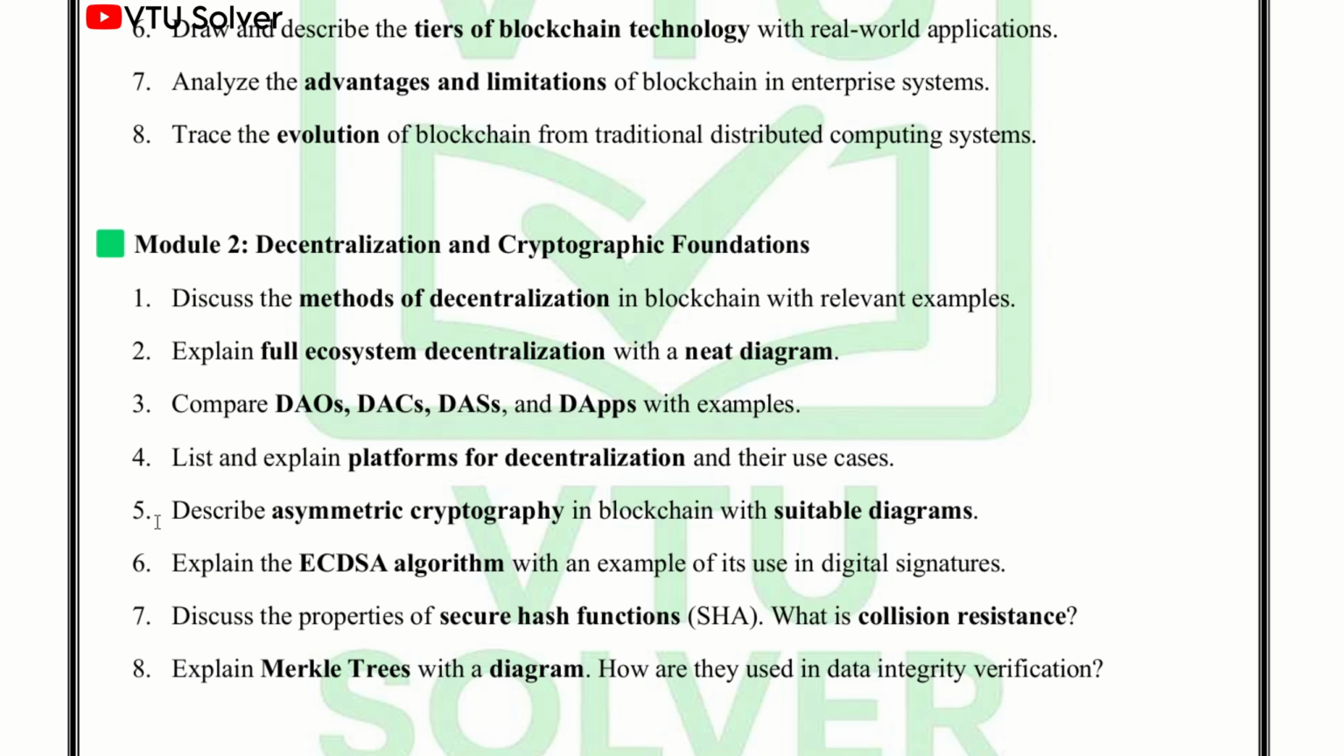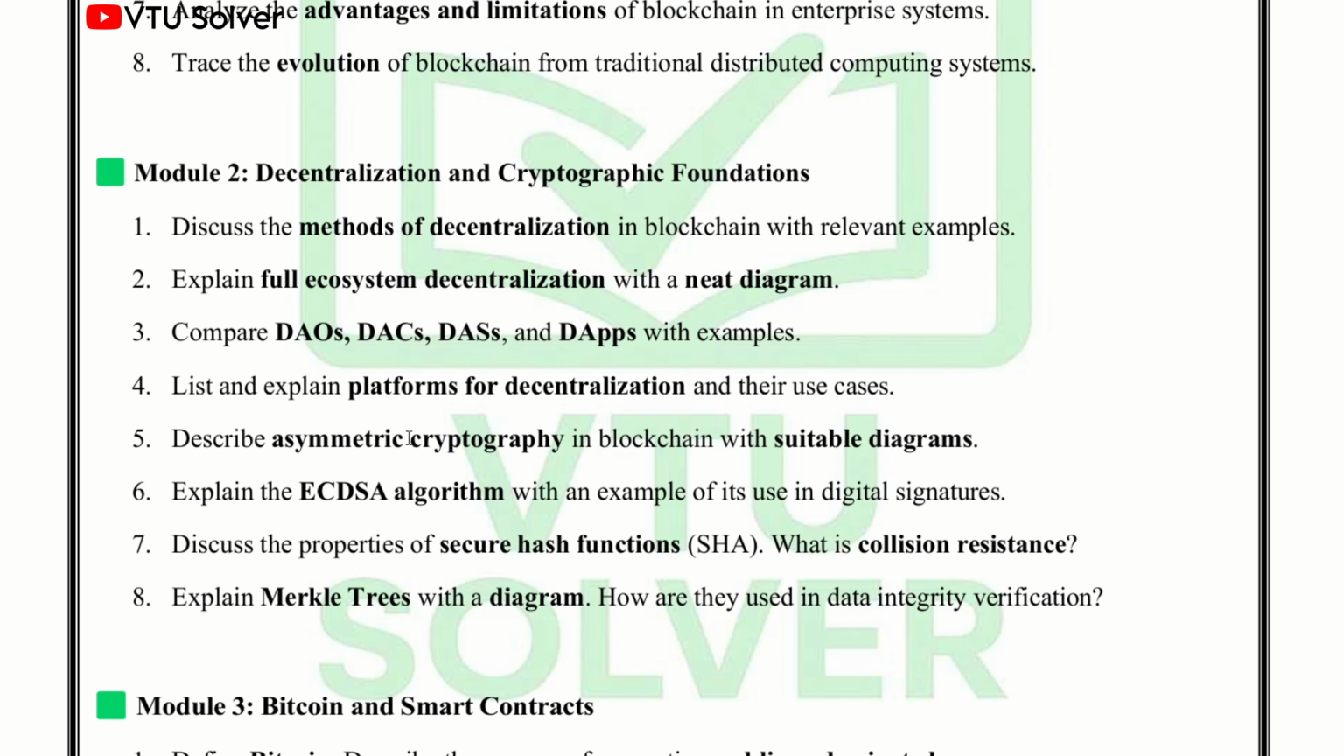Fifth question. Describe asymmetric cryptography in blockchain with suitable diagrams. Sixth question. Explain ECDSA algorithm with an example of its use in digital signatures. Seventh question. Discuss the properties of secure hash function SHA with collision resistance.